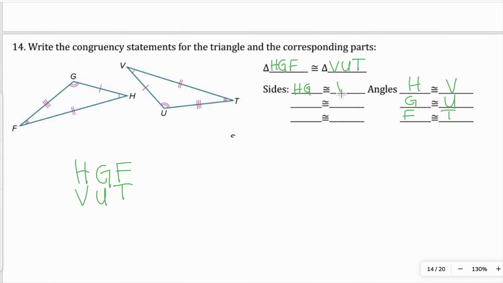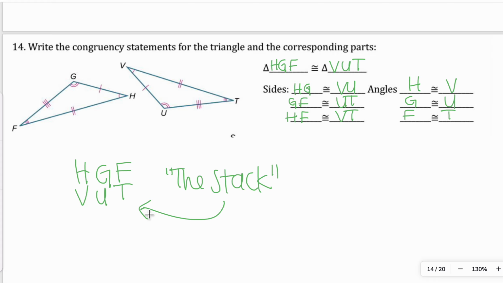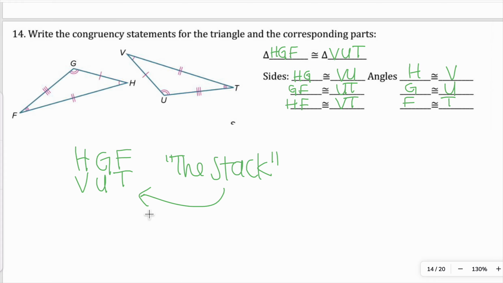HG matches VU, GF matches UT, and then HF matches VT. Okay, so once again, we can write the stack, and that really helps to eliminate any confusion on which order my letters should go in.